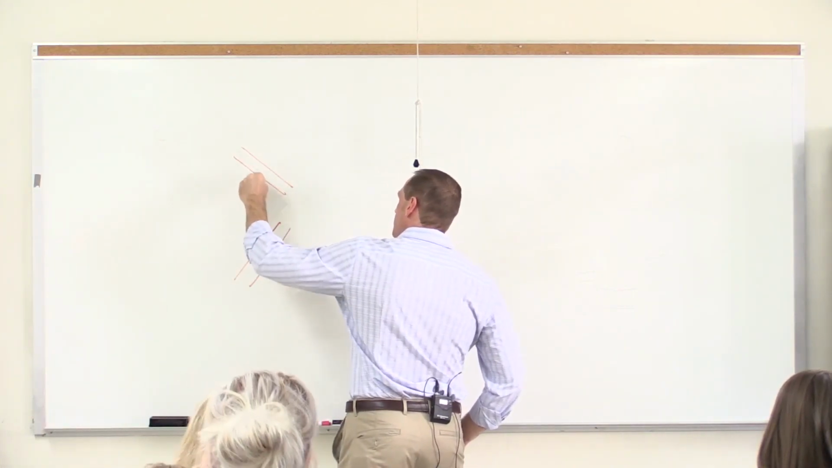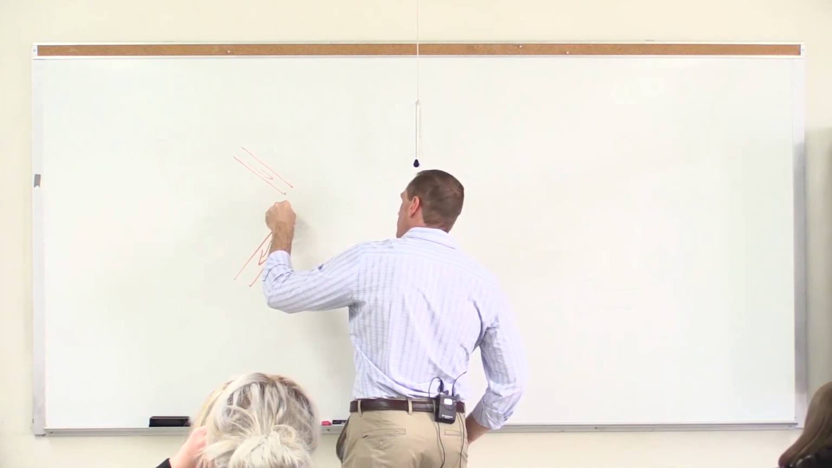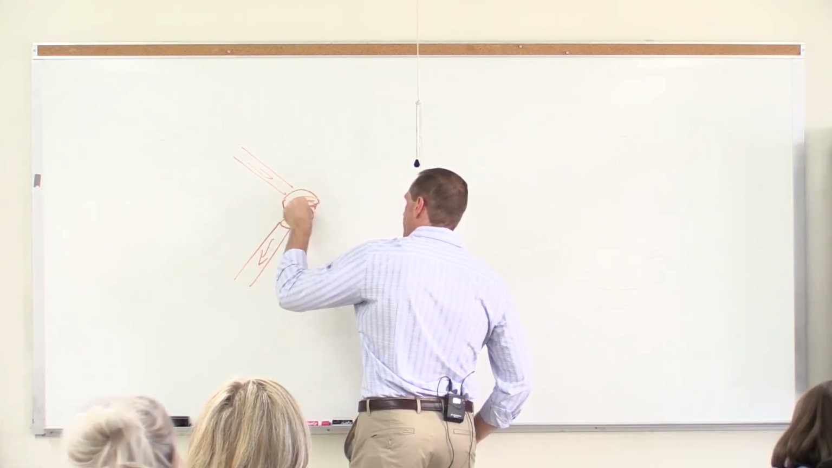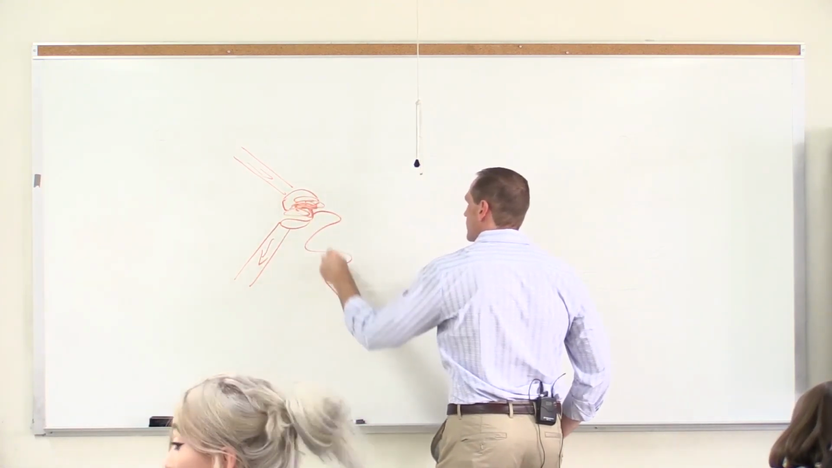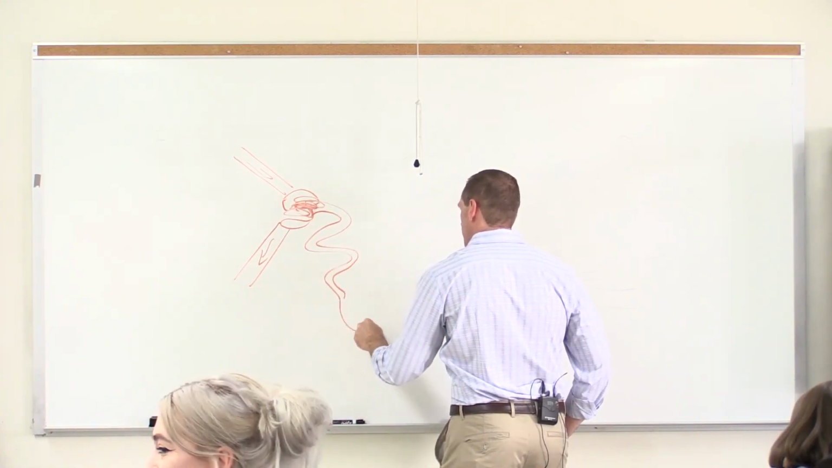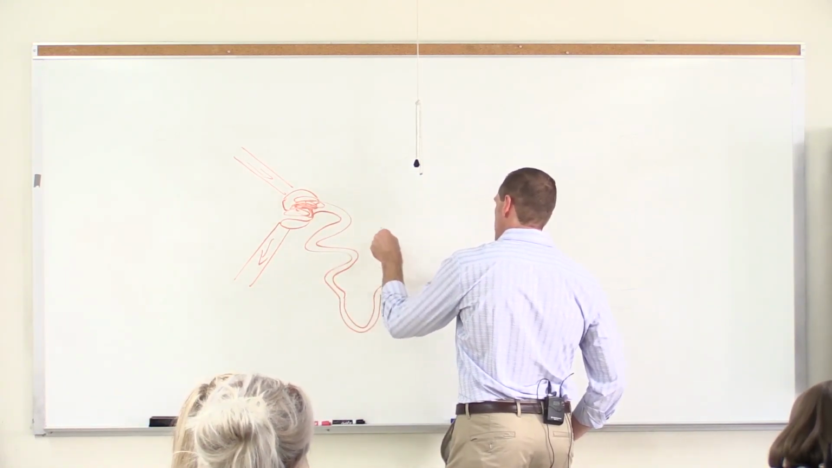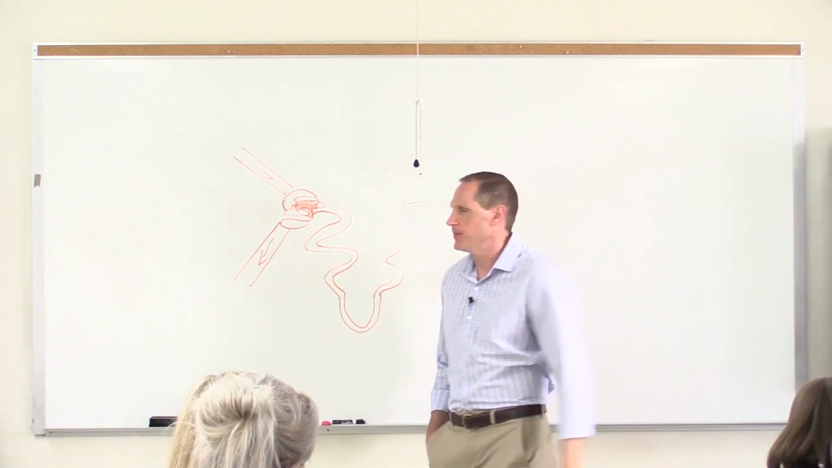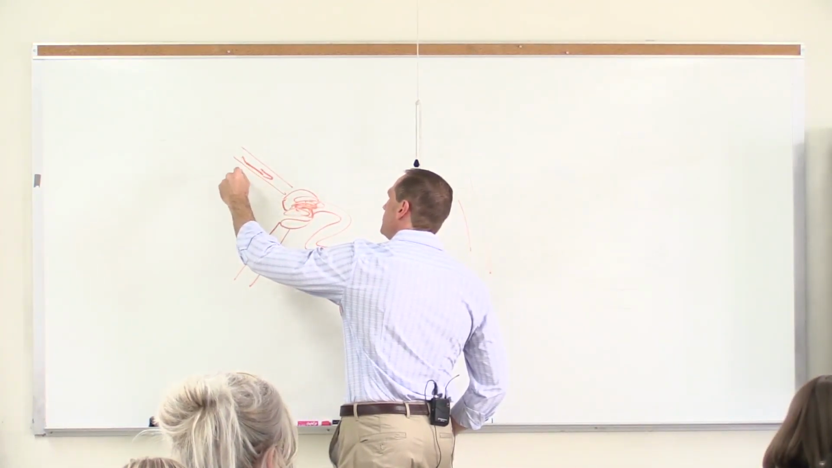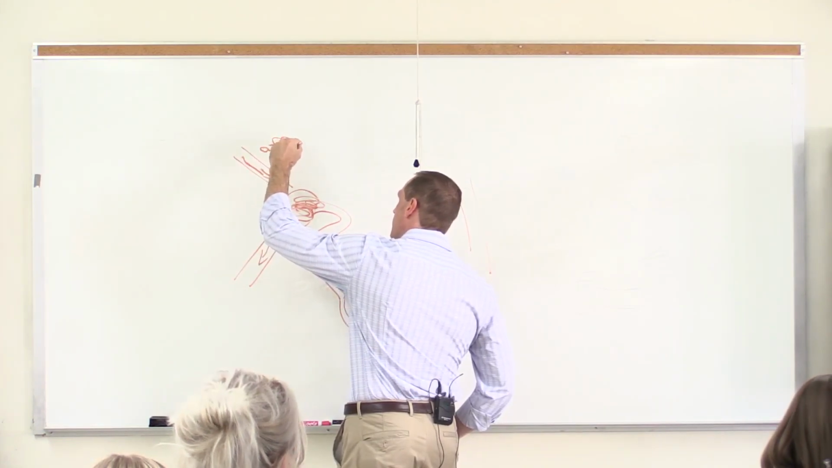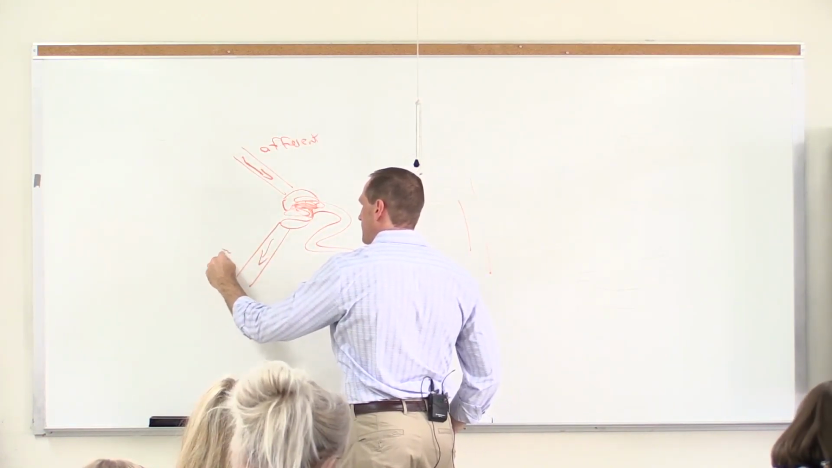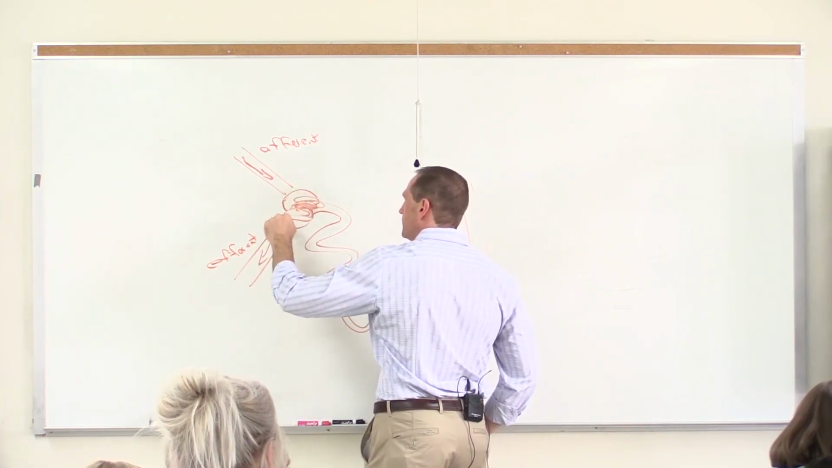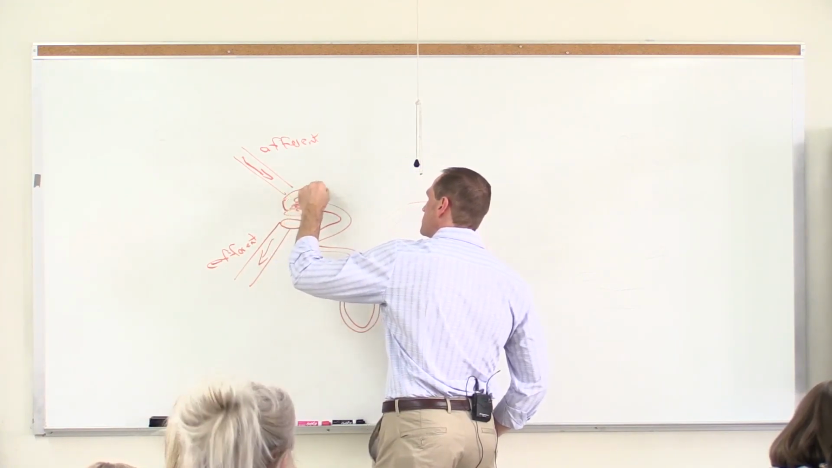So we've got arteries coming in and arteries coming out. Out of what? The glomerulus. Okay, so the artery going in is called the afferent. The artery coming out is called the efferent. What's this whole area called? The whole thing is called the glomerulus.